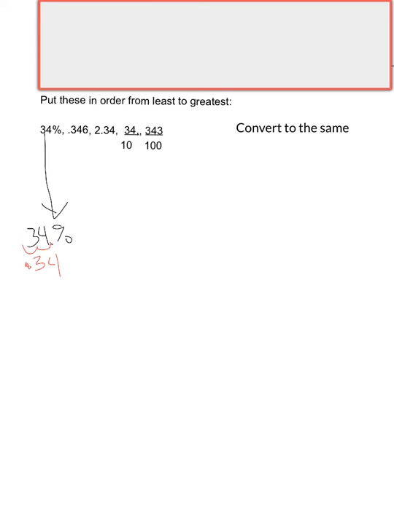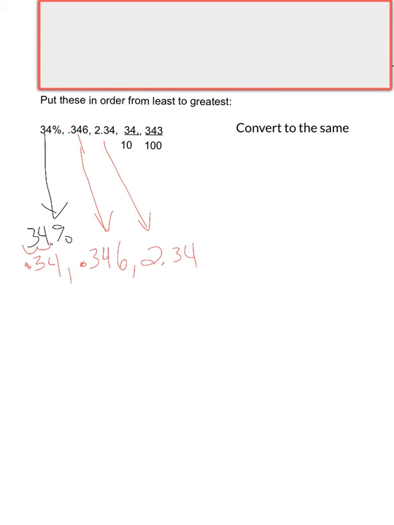Now I go to my next number, and that's 0.346. Well, that's already written as a decimal, so I don't have to change anything. Now both of these are written as decimals. I've done this one, I've done this one, now I'm on to this one. Oh, that one's written as a decimal too, so I don't have to do anything. I like that. So now we have 2.34. So we have our 3 things written as decimals.